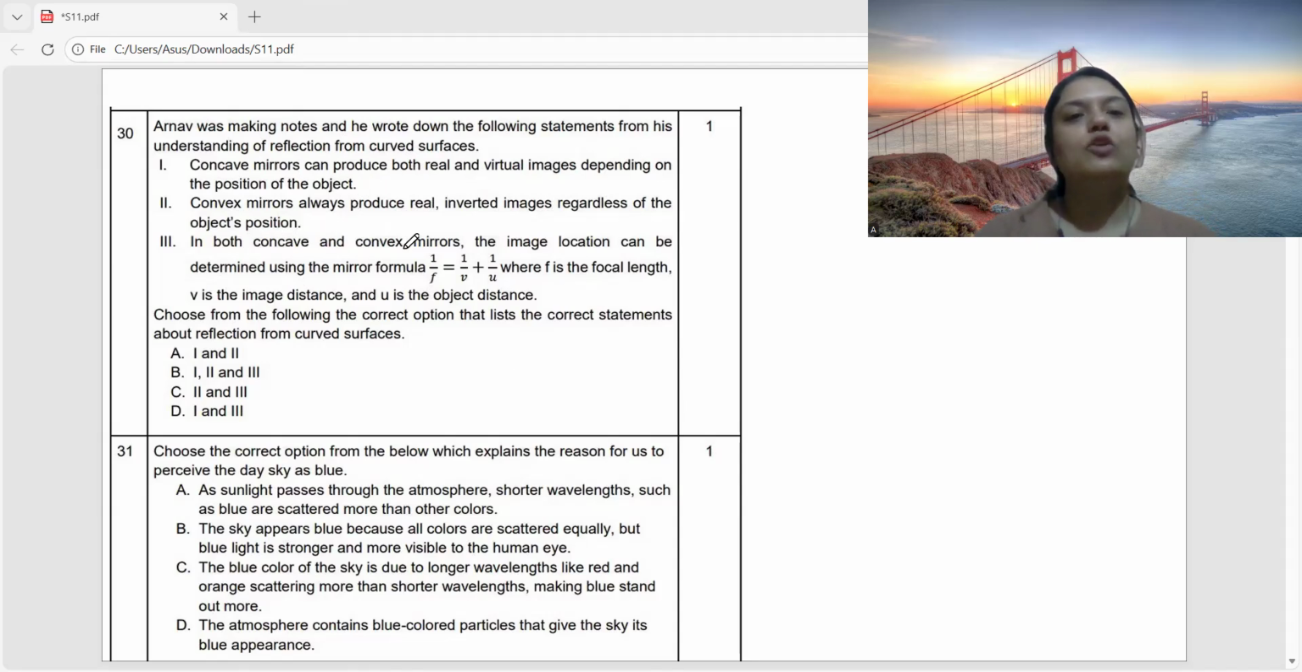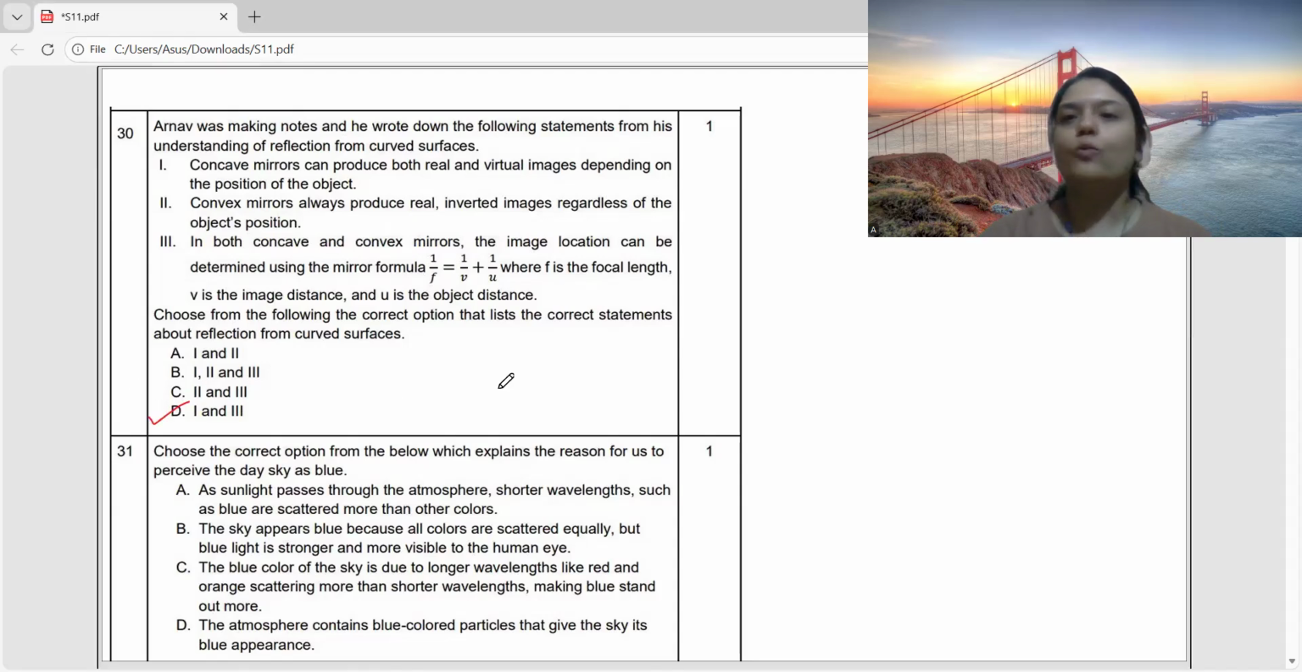In both concave and convex mirror, the image location can be determined using the mirror formula, 1 by f is equal to 1 by v plus 1 by u. Yes, now this is a very universal formula because it is applicable for both the concave and convex mirrors. So yes, this will be applicable. So my 1 and 3 both are correct. So we can mark the correct option as option number 3, option D.